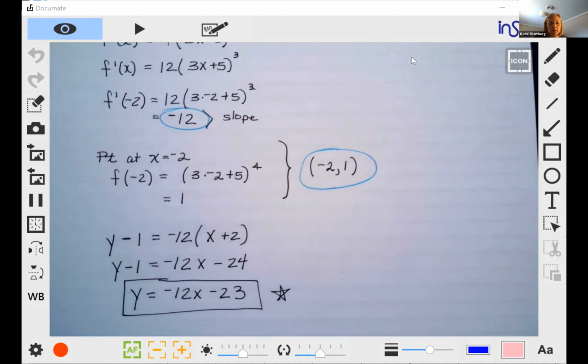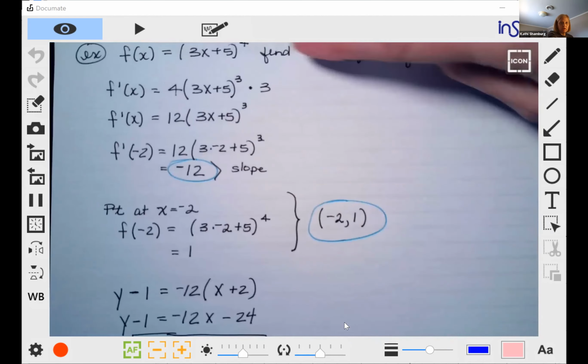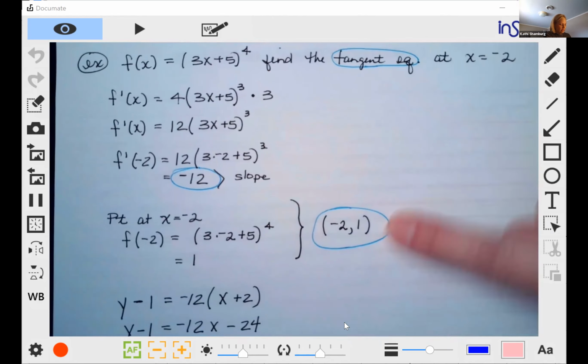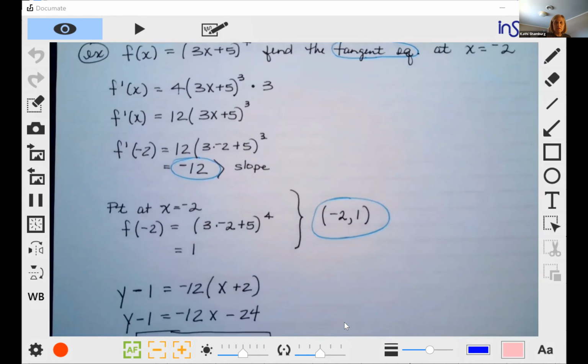Now, I do want to take a minute just to look at the original function on Desmos, the point, and then this tangent, just because I always like to give you guys a visual of that. Whoops, I hit the wrong thing.